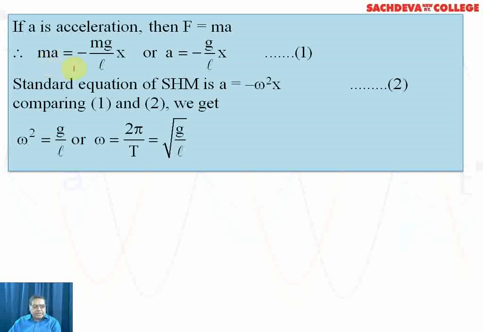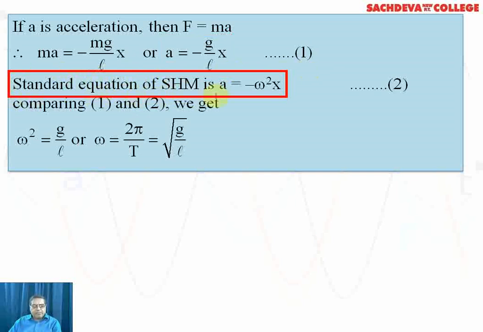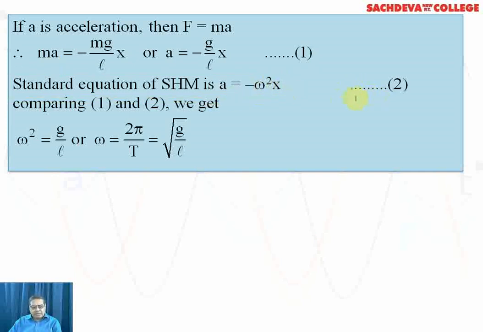Now from this equation, ma is equal to minus mg x over L. Now m will cancel from both sides and we get the value of a, which is negative of g over L into x, and we mark it as equation number 1. Now the standard equation of SHM: the acceleration is given by minus omega square x. However, if you want to find the velocity, it should be omega x, but now the acceleration is minus omega square x. That is the second equation. Now comparing 1 and 2, acceleration is minus g over L into x, and acceleration is also minus omega square x.